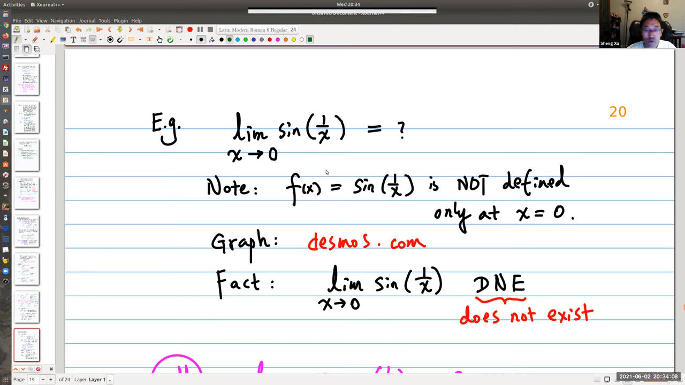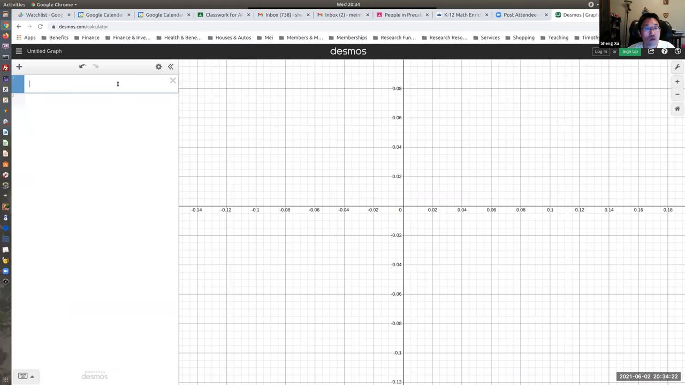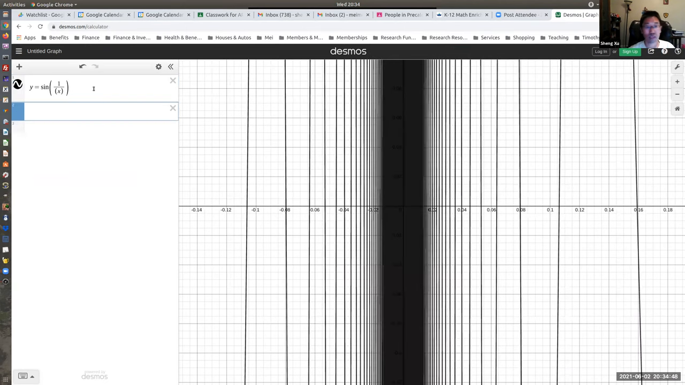So do you think the limit exists? Let me show you the graph of this function. This function is very weird, as you can clearly see. By the way, this software is very, very useful. It's called decimals.com/calculator. You may want to write it down. Later on, if you want to check the graph of some function, you can use this software. So it's y equals sine of one over x. That's the graph here.